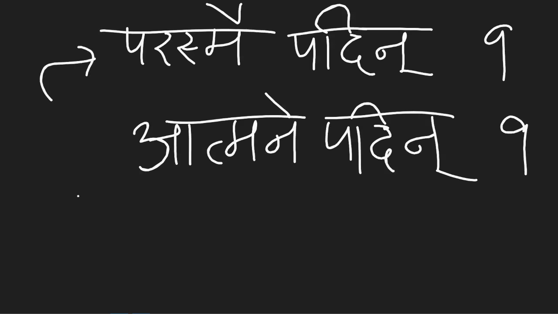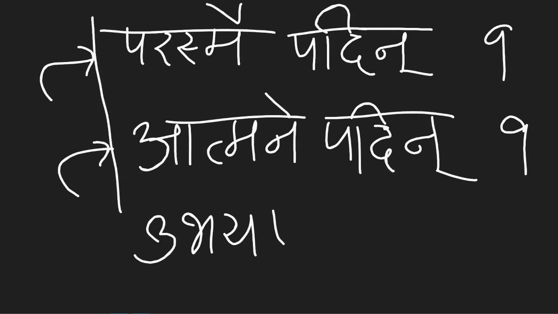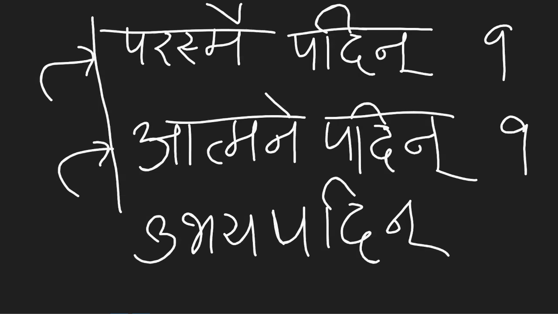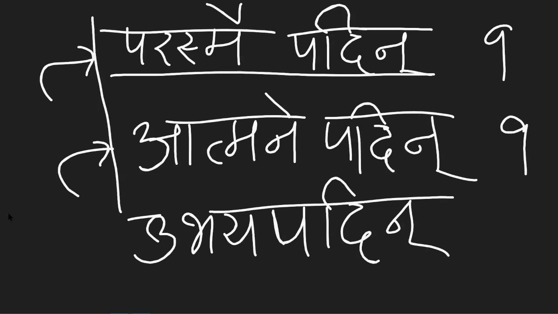Ubhayapadi is not counted separately because it can go to Atmanepadi or Parasmaipadi. So some dhatus are Parasmaipadin, some dhatus are Atmanepadin, and some dhatus take both the forms. They are called Ubhayapadin. Initially, right now, we are going to look at some of the dhatus which are Parasmaipadin, only Parasmaipadin.